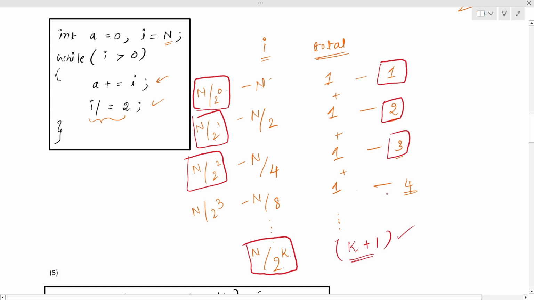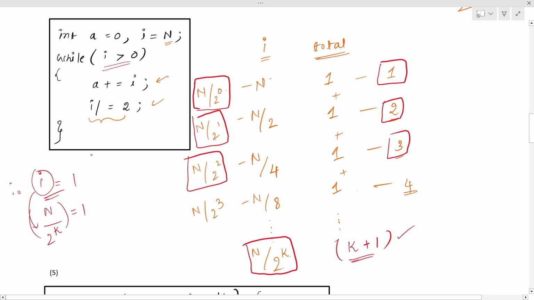So this k plus 1 is your actual answer. But you need to represent the time complexity in terms of n. So how can I write it? Okay, you can clearly see I is greater than 0, right? While I is greater than 0, you are performing these operations, right? So there might be a point that I will definitely become equal to 1. Will you agree with this point? I is greater than 0, right? So there is a situation that I becomes 1. Okay, so if I becomes 1, then simply you can write n by 2 power k equal to 1, because I is nothing but n divided by 2 power k, right?